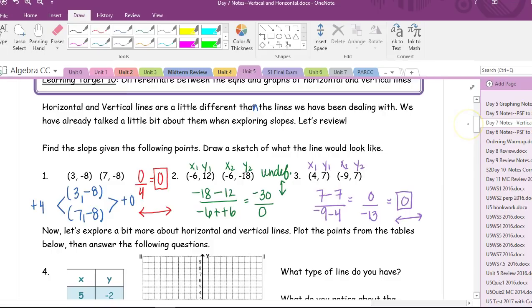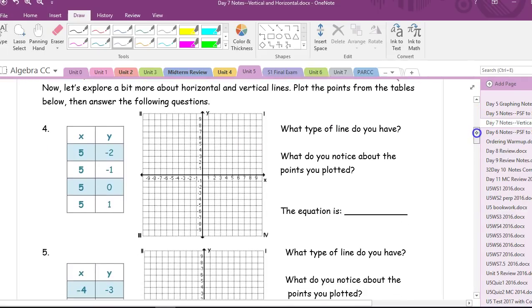All right, so we can identify horizontal and vertical lines already from their slopes, but now we're going to actually start to graph them and to write their equations. All right, so the first thing I want you to do is to take the points from this table and we're going to plot them on this grid. Okay, so 5, -2, 5, -1, 5, 0, and 5, 1. And we're going to draw a line.